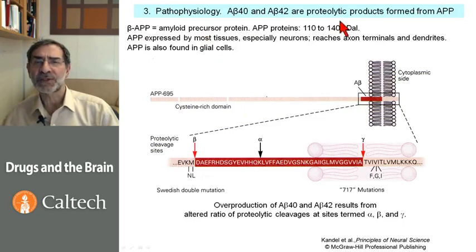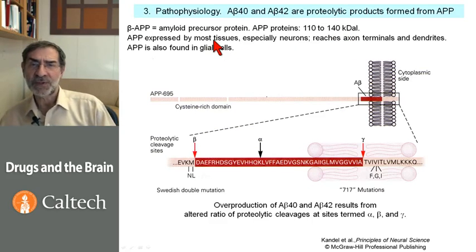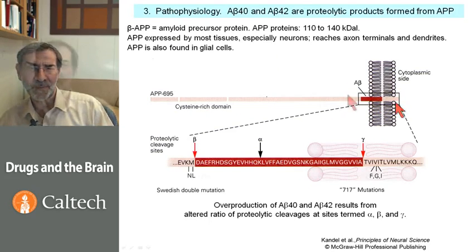The APP proteins are a family that are 110 to 140 kilodaltons in molecular mass. They are in fact expressed by most tissues, especially by neurons. They reach the axon terminals and the dendrites. They're also found in some glial cells. They have a large extracellular domain, a single transmembrane domain, and a cytoplasmic side.